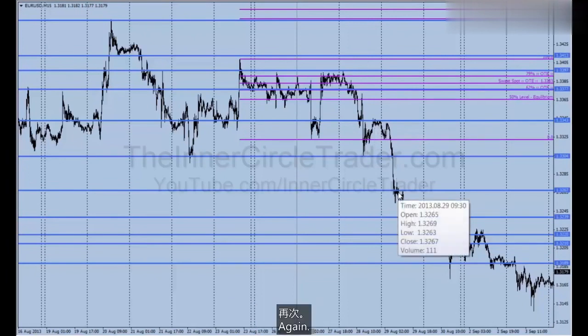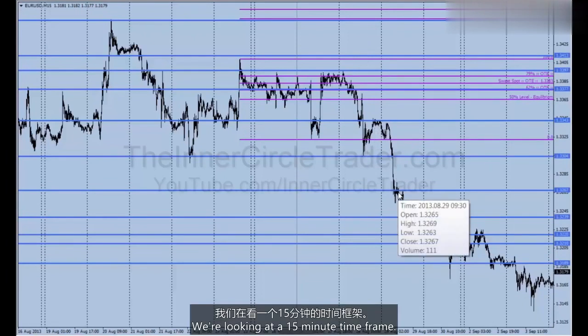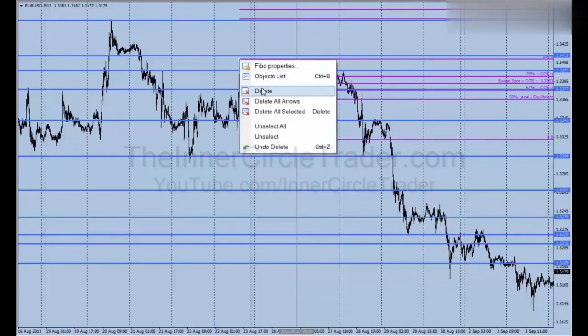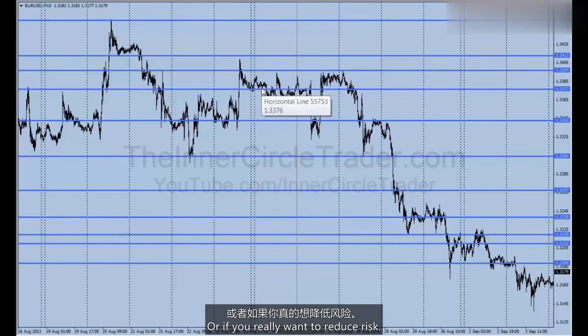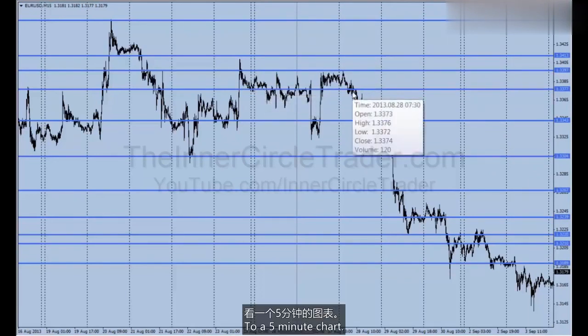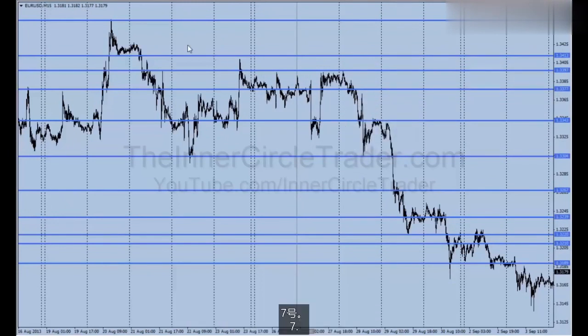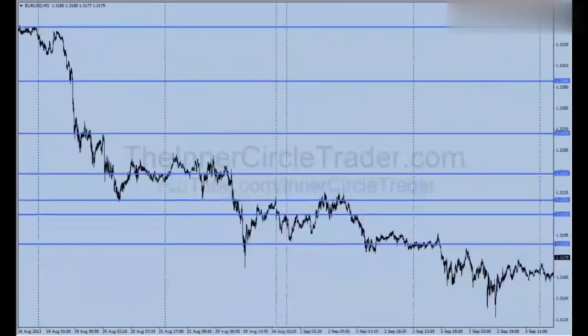Again, we're looking at a 15-minute time frame. Now, you could frame trades on that, or if you really want to reduce risk, you could zero in and go lower to a 5-minute chart. And we're going to do that now. We're going to work within the week of the 24th and the 30th. So let's go down to a 5-minute.